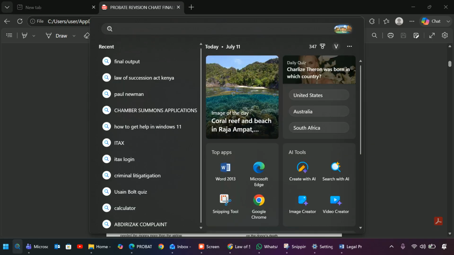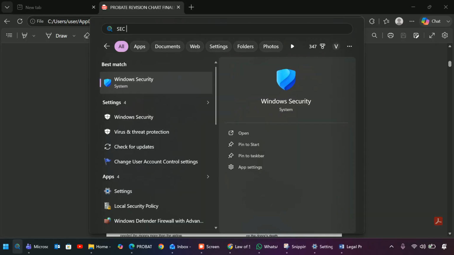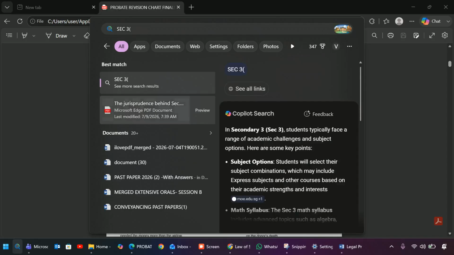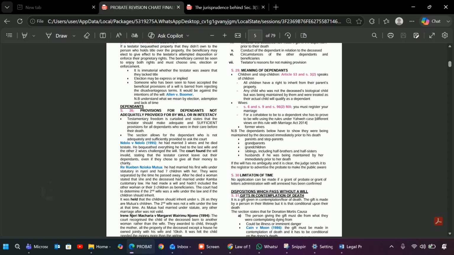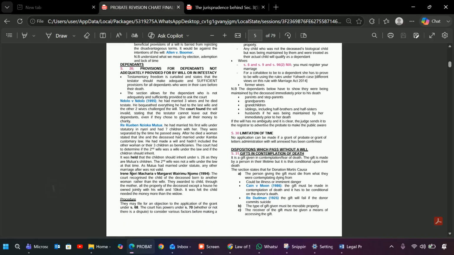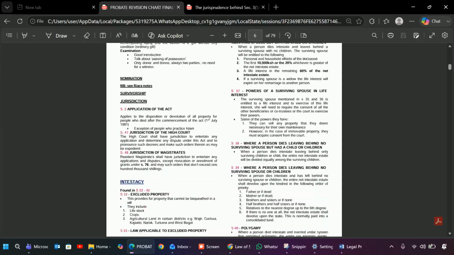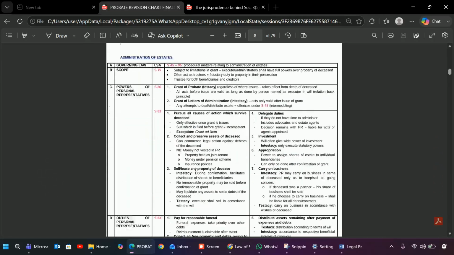So this is the part where we will analyze the various decisions. And it is in this part where I'll give the interpretation of Section 3.5. I'll give the jurisprudence behind Section 3.5 of the Law of Succession Act. Then we'll end the day and pass on from that part. Then when we resume, we'll discuss dispositions which pass without a will. Then we'll go to intestacy.